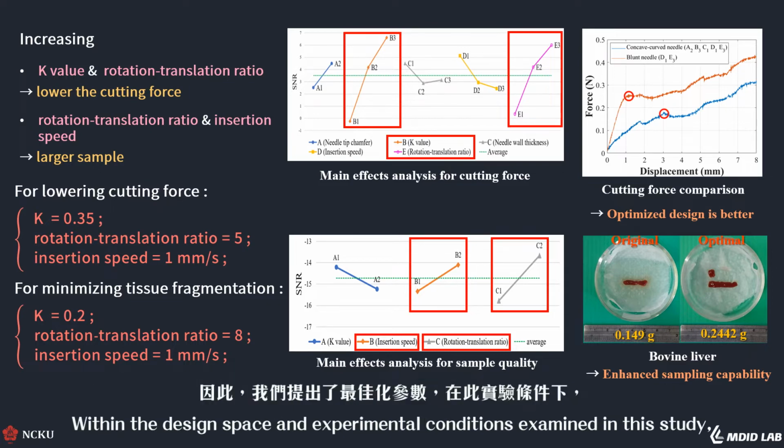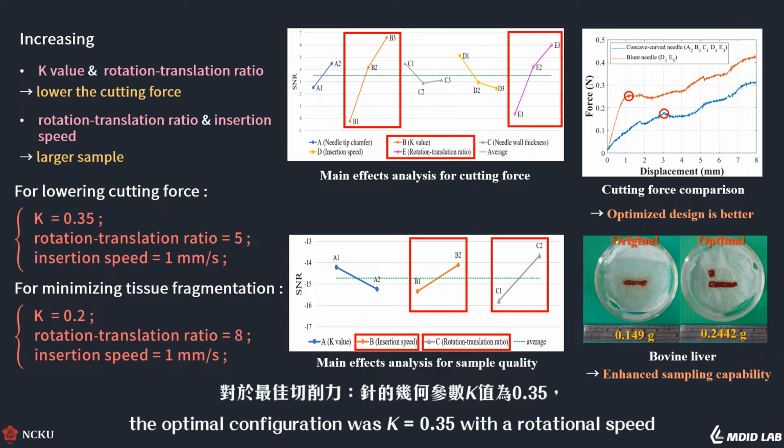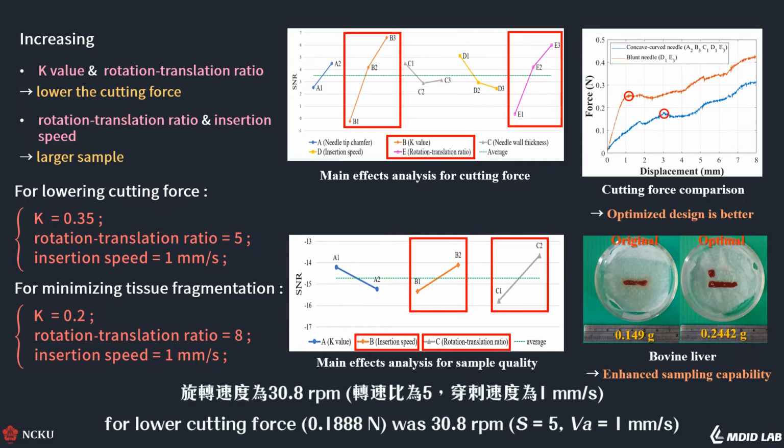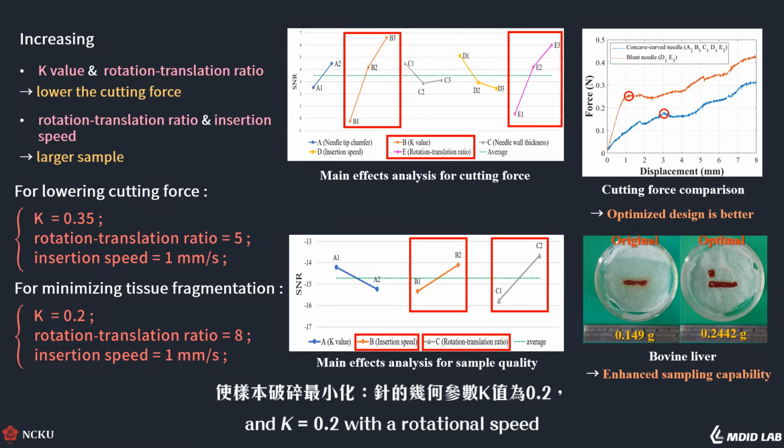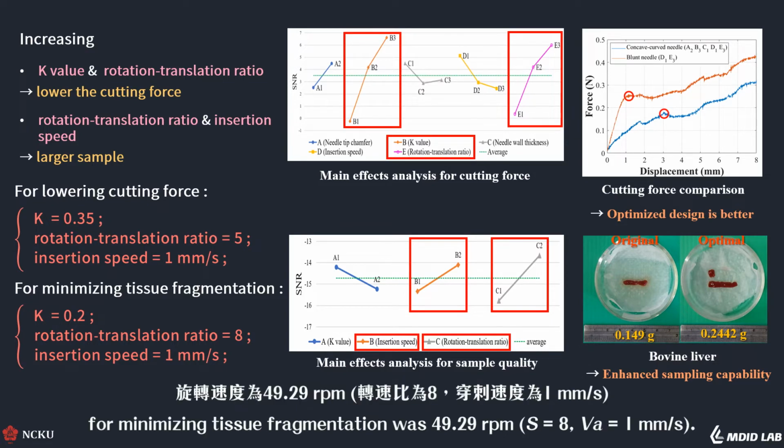Within the design space and experimental conditions examined in this study, the optimal configuration was K equals 0.35 with a rotational speed for lower cutting force was 30.8 revolutions per minute and K equals 0.2 with a rotational speed for minimizing tissue fragmentation was 49.29 revolutions per minute.